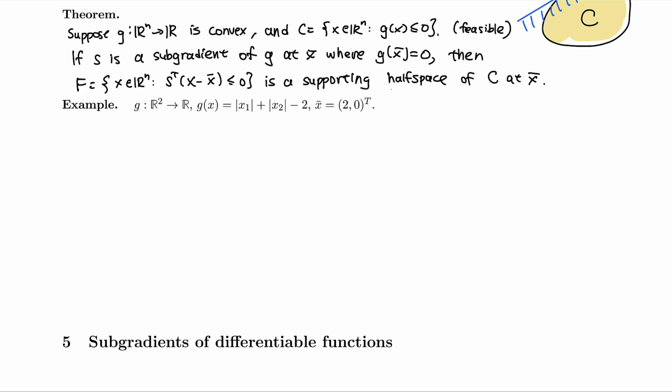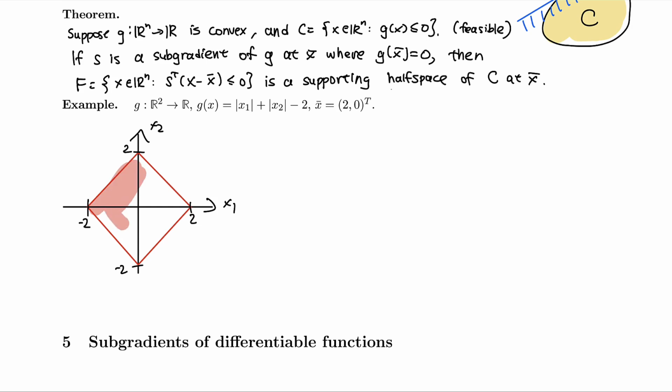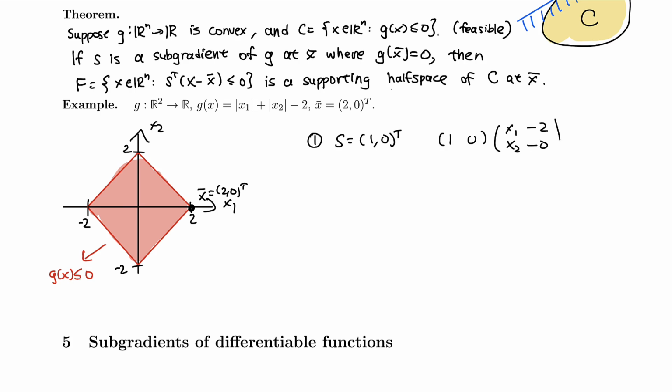We go back to our example of g of x and draw the feasible region of g of x less than or equal to 0. It is this diamond shape here. Our first subgradient is (1, 0), and the formula in the theorem gives us x1 minus 2 is less than or equal to 0. And we can draw this as this half space here. We see that it does touch the point x bar, which is (2, 0), and the entire diamond is contained in this half space. And note that the subgradient (1, 0) is now the normal vector of the half space.